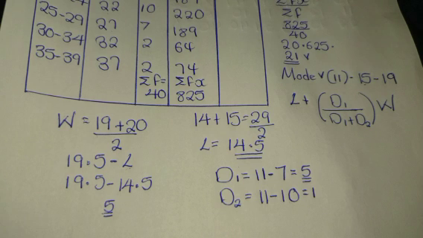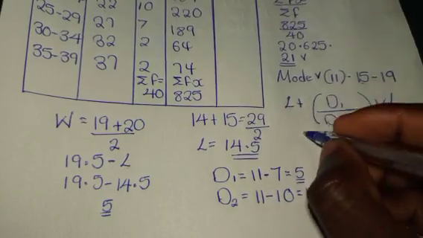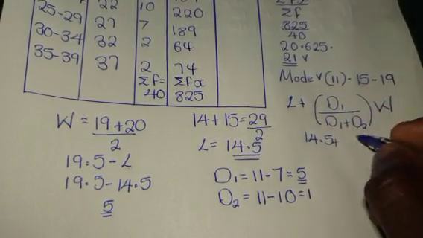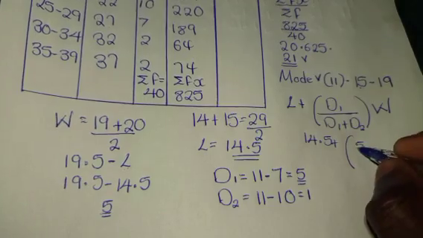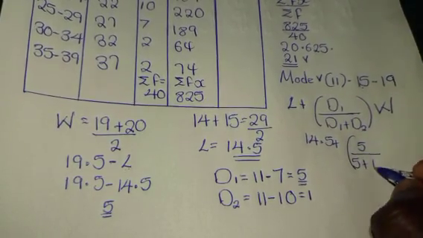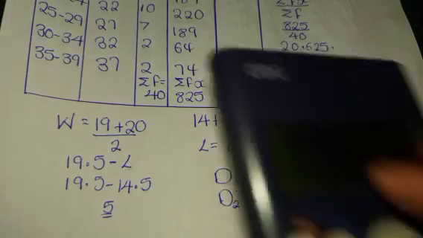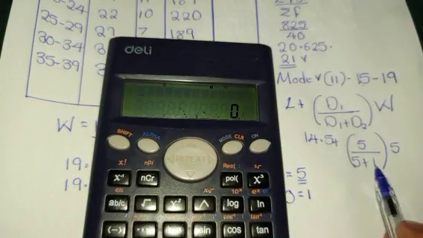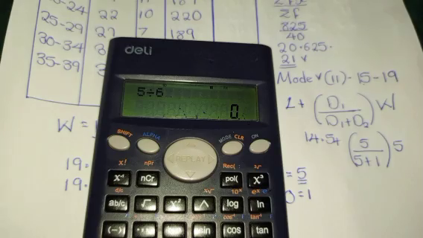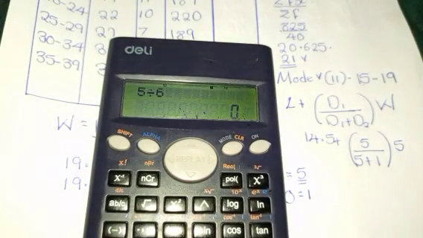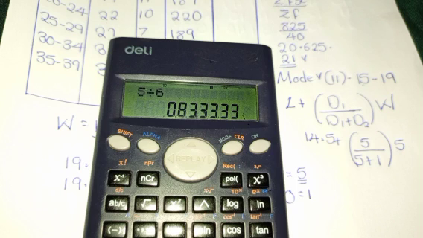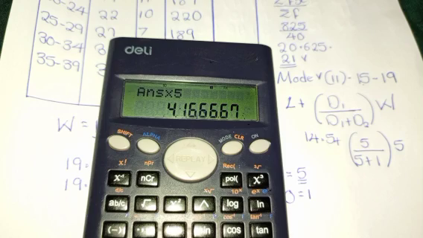Then, now that we have this particular information, we need to substitute the information that we have been given in this particular question. So the lower boundary, you have it to be 14.5 plus the difference, which is D1, is 5 divided by 5 plus 1, multiplied by 5. So if you were to divide, you know for sure that 5 plus 1 is equal to 6. So we divide 5 by 6 and you get your value to be 0.833. Then we multiply this by 5 and you get your answer to be 4.1.